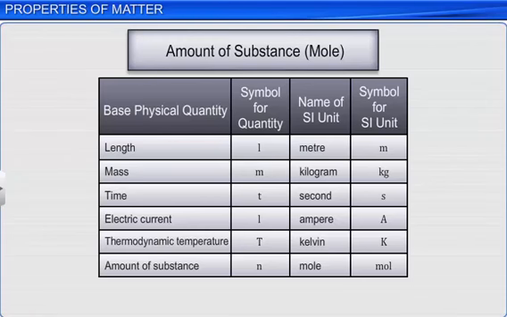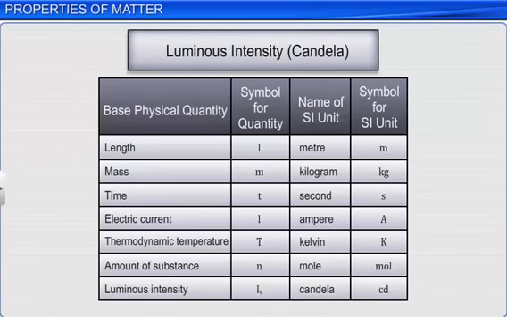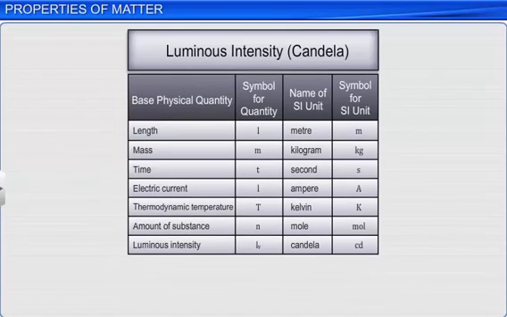The seventh unit on the SI base unit is candela. Candela is the luminous intensity in a given direction of a source that emits monochromatic radiation of frequency 540 multiplied by 10¹² Hz and has a radiant intensity in that direction of 1/683 watt per steradian.